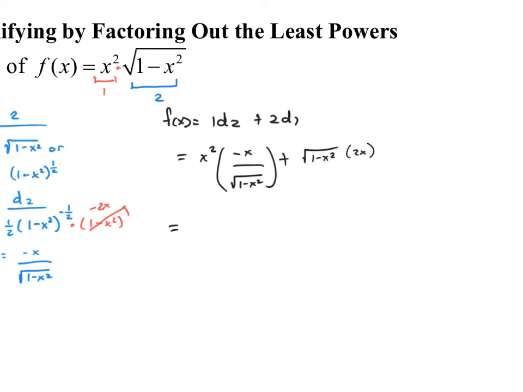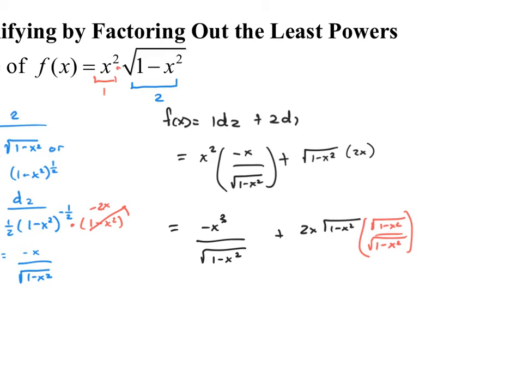So I'm going to clean this up a little bit. X squared times negative x is negative x cubed all over the square root of 1 minus x squared, plus we have a 2x times the square root of 1 minus x squared. Okay? So personally, I would be fine with that as is, but in the textbook, when they have two terms like this, they want to combine it under a single denominator. So what would we have to do to get a single denominator? We'd have to get a common denominator by multiplying the second term by square root of 1 minus x squared over square root of 1 minus x squared. All right, get a common denominator.